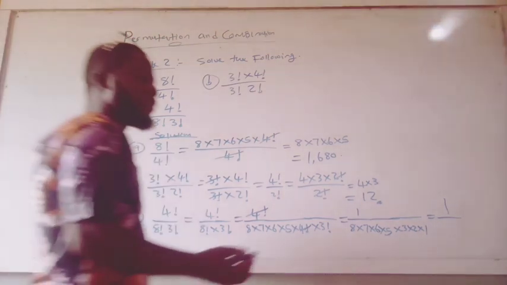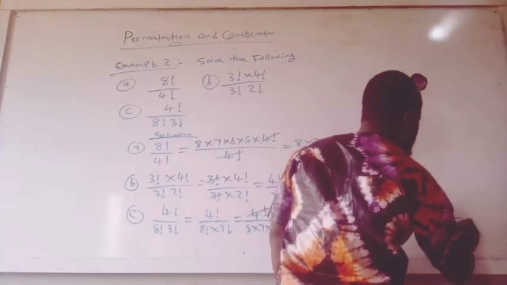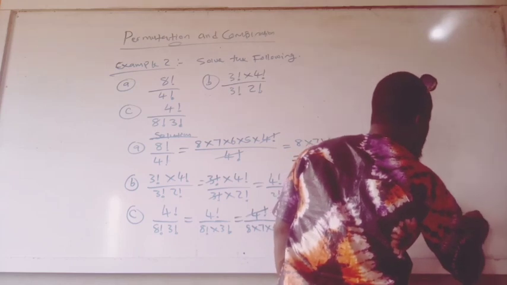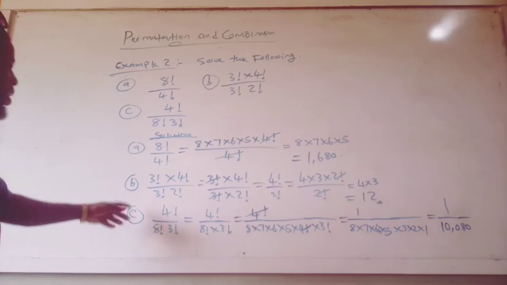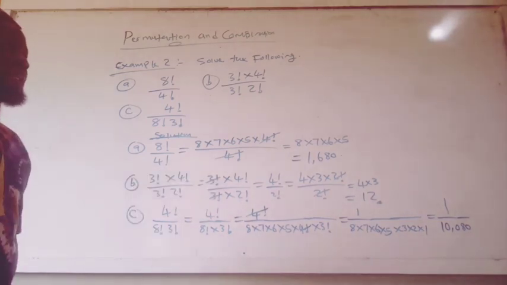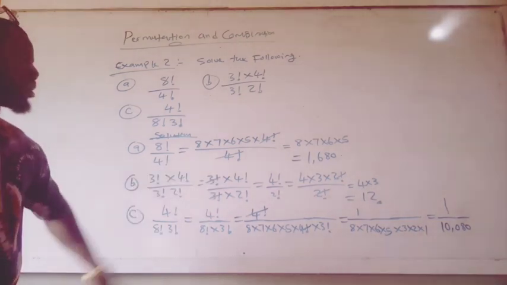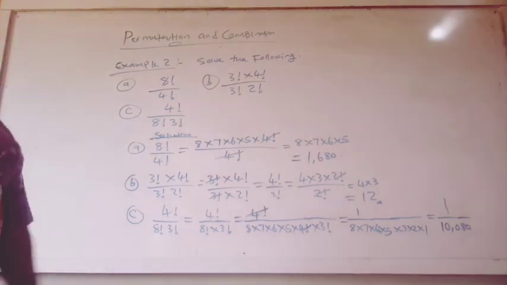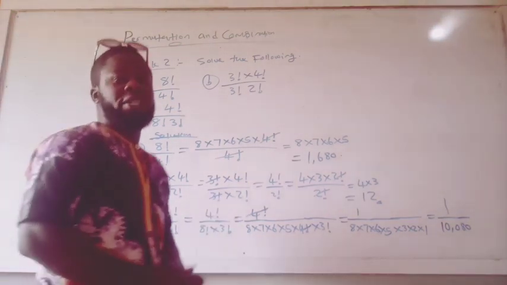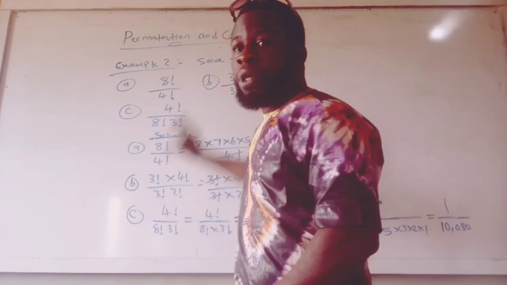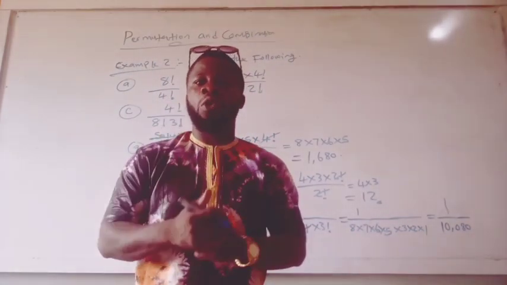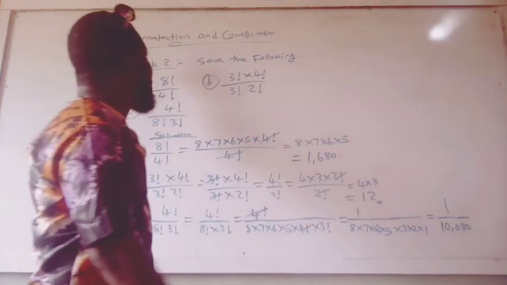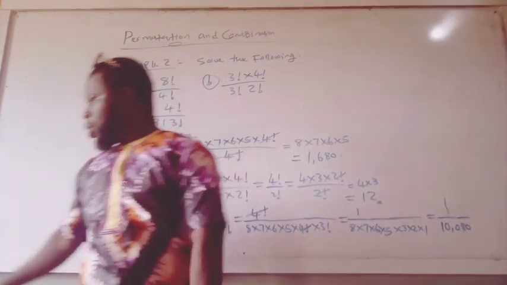So I believe you've solved it there, then you have 10,080. So that will be your answer. You don't have that to be 1 over 10,080. So that's how to solve factorial. I believe if you have any challenge with factorial, with these few questions I've solved there, you'll be able to solve it. So let's go to the permutation side of it.